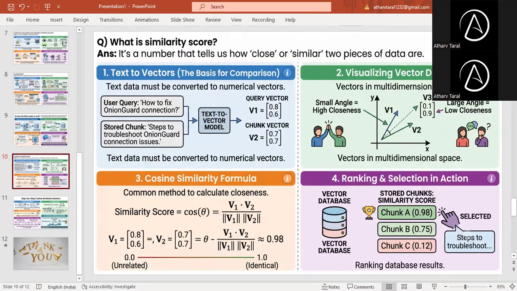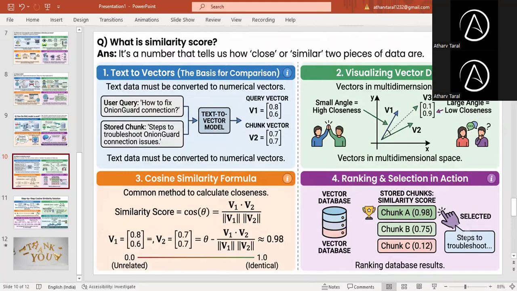Then the distance idea. If two vectors are pointing in almost the same direction, they give a high similarity score. That means the topics are very related. But if they are pointing far apart, the score is low, meaning they have nothing to do with each other. A very popular way to calculate this is called cosine similarity. It is basically a math formula that looks at the angle between two vectors. If the angle is small, the score is close to 1, very similar. If they are totally different, the score is closer to 0.